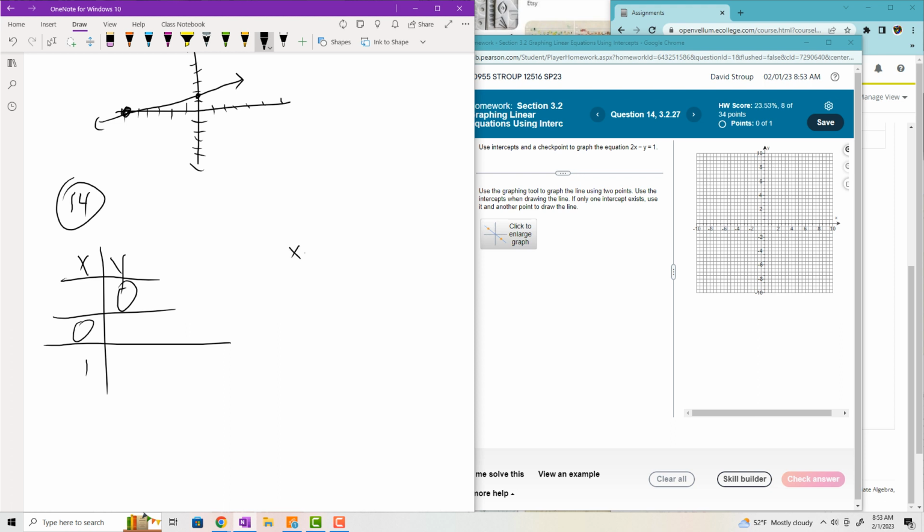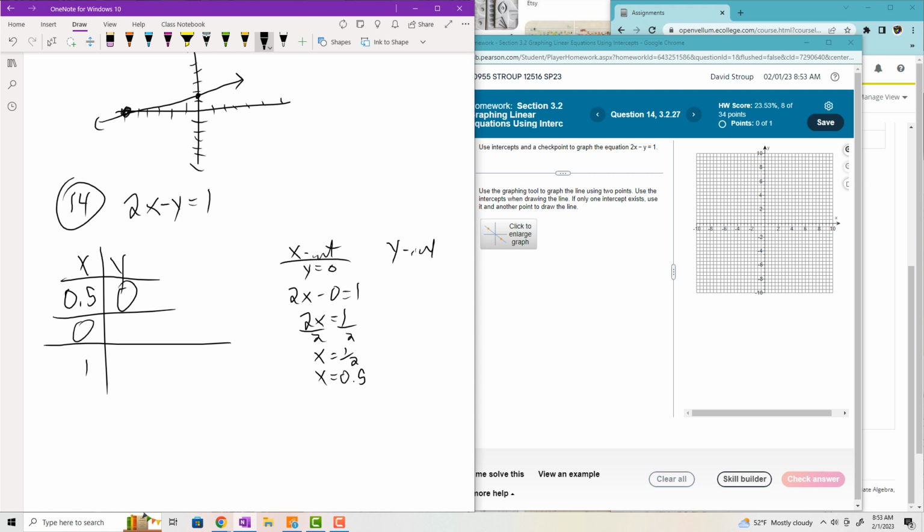So again, for the x-intercept, you're letting y be 0. Let me write out the equation. 2x minus y is 1. So you'll have 2x minus 0 is 1. So you have 2x equals 1. And then divide both sides by 2. So x is 1/2, which of course is just 0.5. So your ordered pair here on the left in the table would be 0.5, 0.